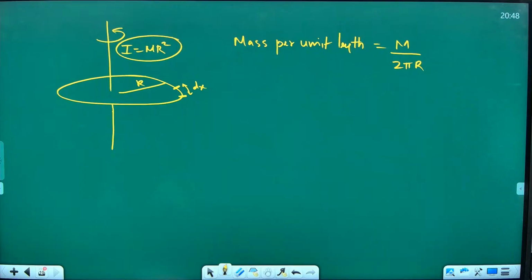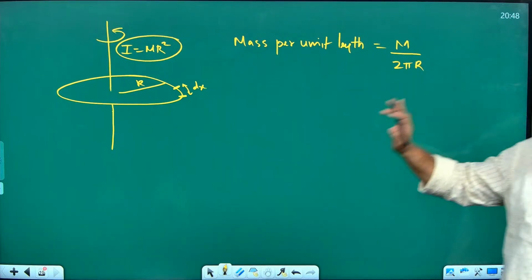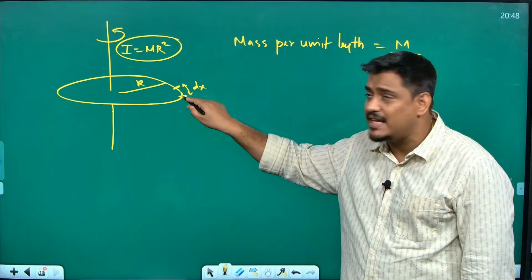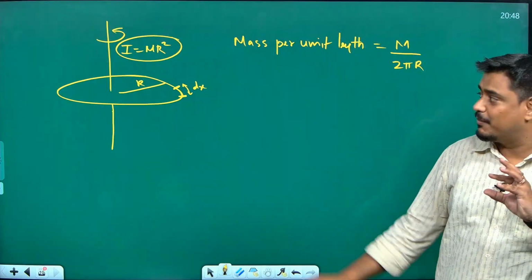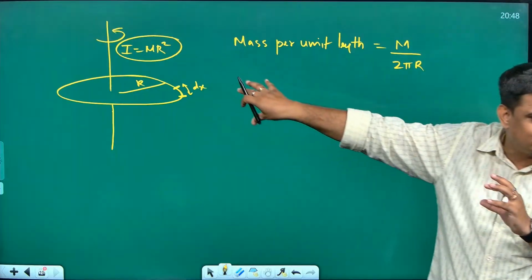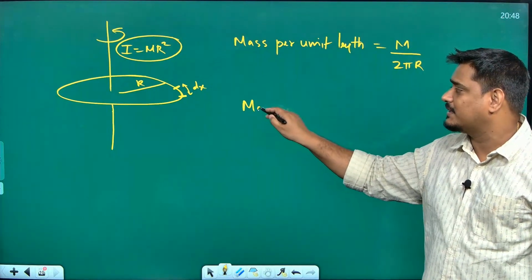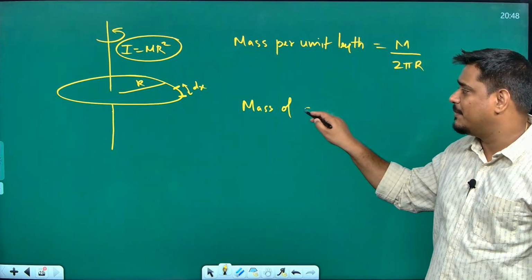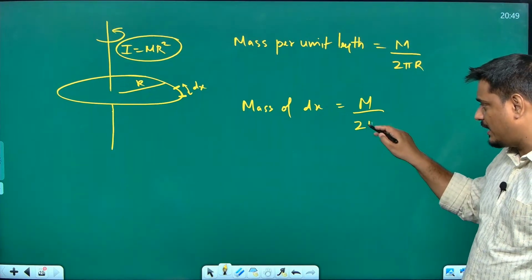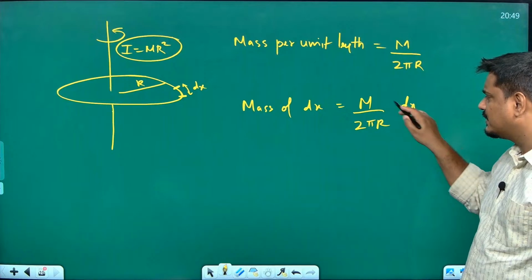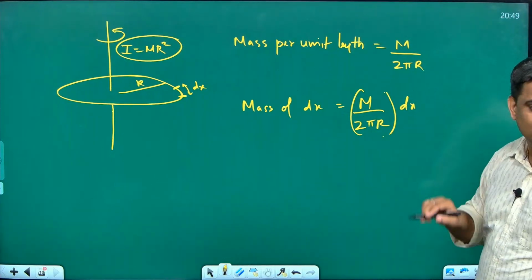Why am I doing this, you are asking? Because I want to find the mass of this portion, the dx portion. Only if I know mass per unit length, I can multiply by dx to get the mass of this portion dx. So if I ask you what is the mass of the small element dx, what will be the answer? M by 2 pi r into dx. Are you getting what I did now?